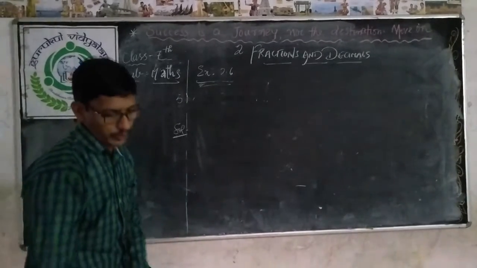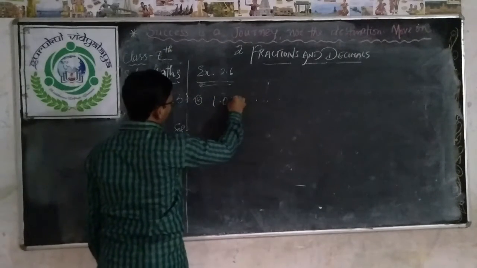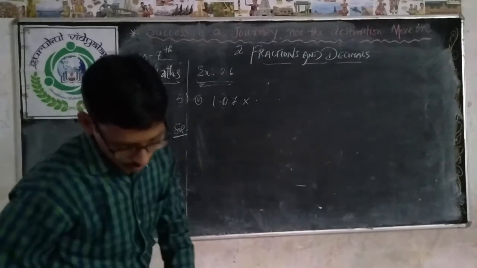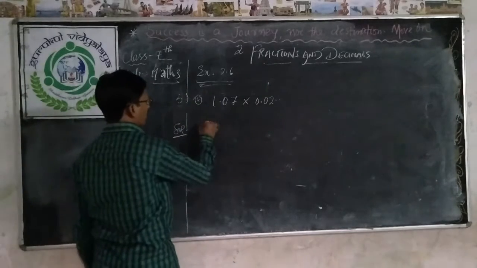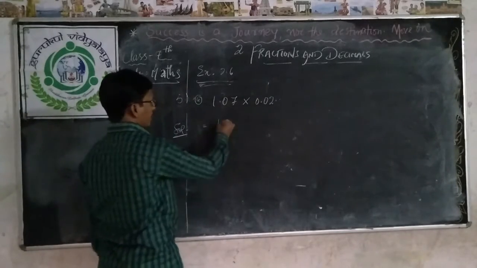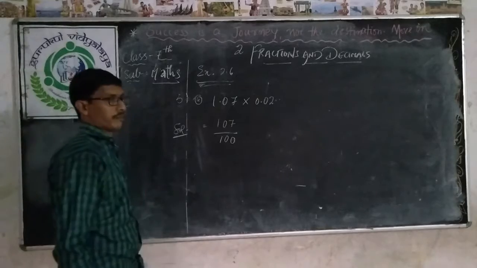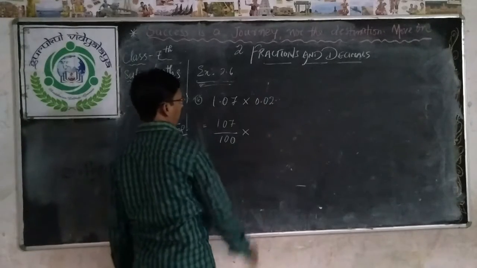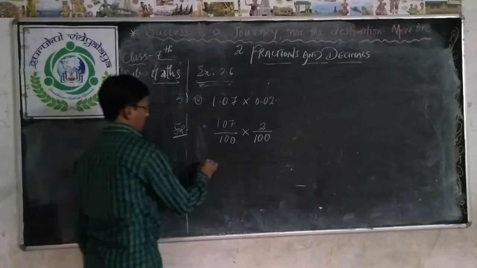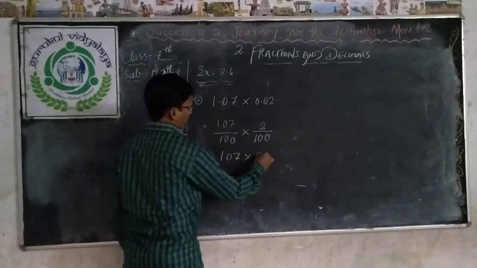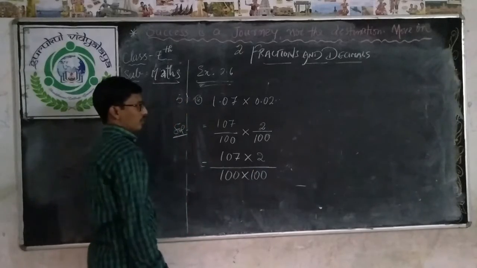And the last problem. 1.07 into 0.02. 1.07 convert into fractional. So 107 by 100, 7 is in the hundredths place. So 107 by 100 into, remove the decimal point, you will get 002, means 2 by 100, 2 is in the hundredths place. So multiply both the numerators, 107 into 2, by multiplying both denominators, 100 into 100.